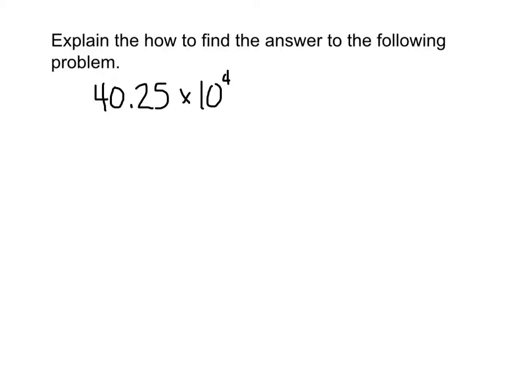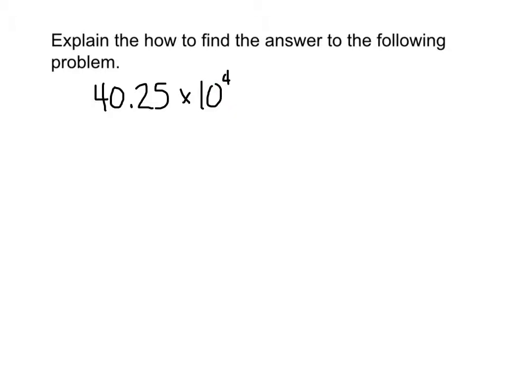Sometimes you're going to be asked to explain how you got an answer. So this is pretty typical. Explain how to find the answer to the following problem: 40 and 2500ths times 10 to the 4th power. And so that exponent is going to tell you how many places the digits are going to shift, and since it's times 10 to the 4th and not divided, they're going to shift to the left to make them larger. The 4 tells you that the digits are going to shift 4 places to the left, making it 10,000 times larger.